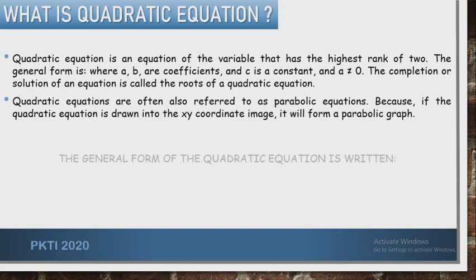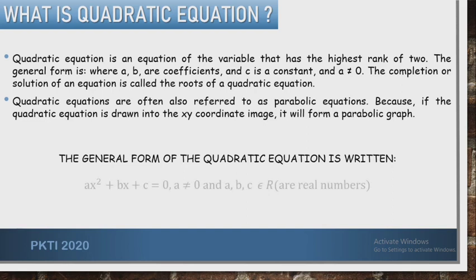Quadratic equations are often also referred to as parabolic equations because if a quadratic equation is drawn on the xy coordinate plane, it will form a parabolic graph. The general form of the quadratic equation is written ax² + bx + c = 0, where a is not equal to 0 and a, b, c are real numbers.